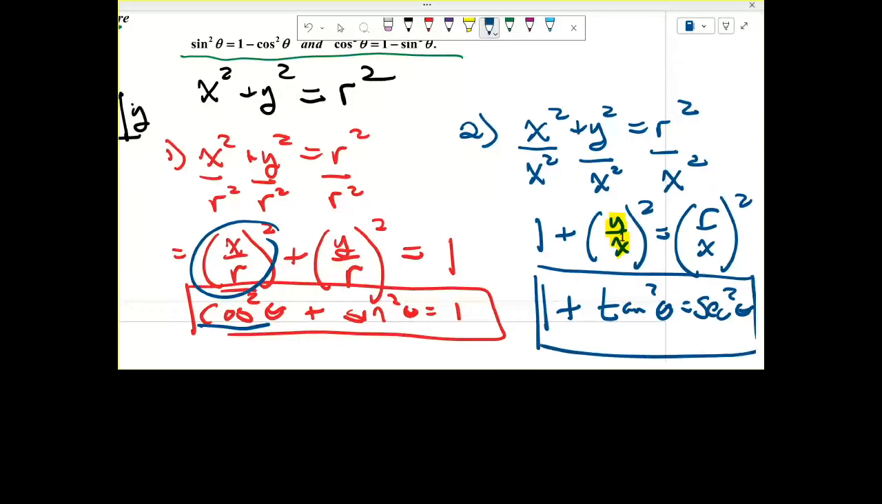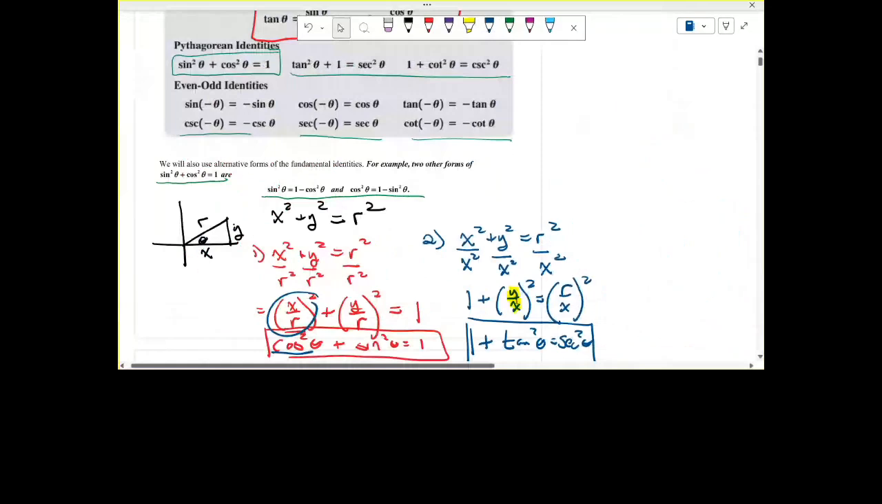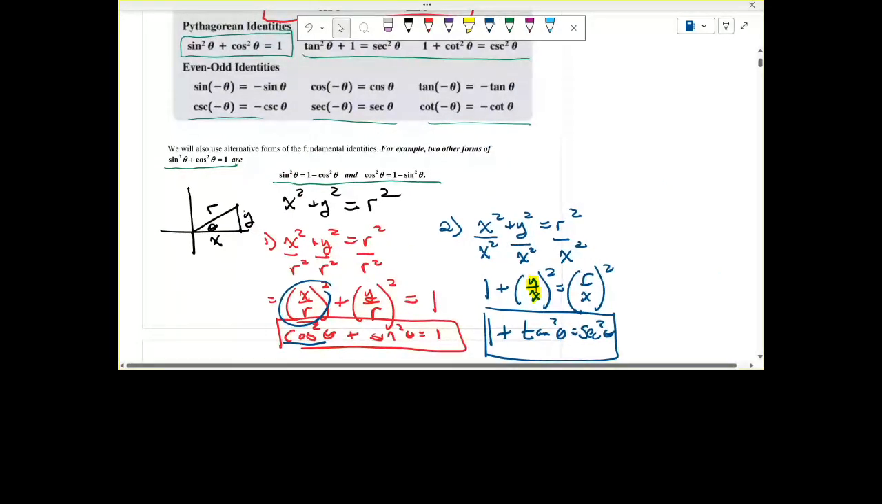Y'all, I want to show you something. Look, I'm going to look at that one right there in blue. I'm going to zoom back over here, and I'm going to look at this one right here. Boom. Tangent squared theta plus 1 equals secant squared theta. Hey, we just found the other one.